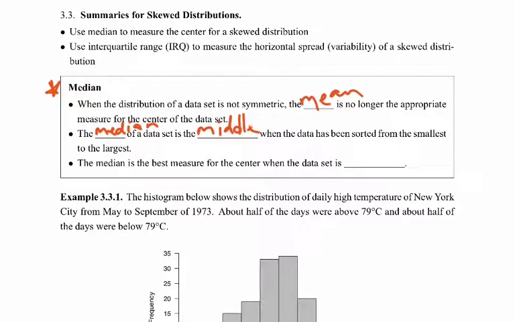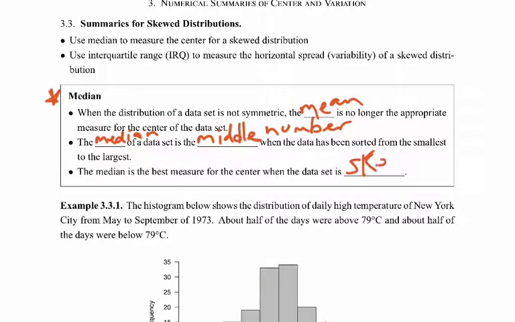The middle number when the data has been sorted from the smallest to the largest. So if we take all the numbers in a set and we go from smallest to largest, the one that's right in the middle is what we would consider the median. The median is the best measure for the center when the distribution is skewed or asymmetric. So let's look at a quick example here.